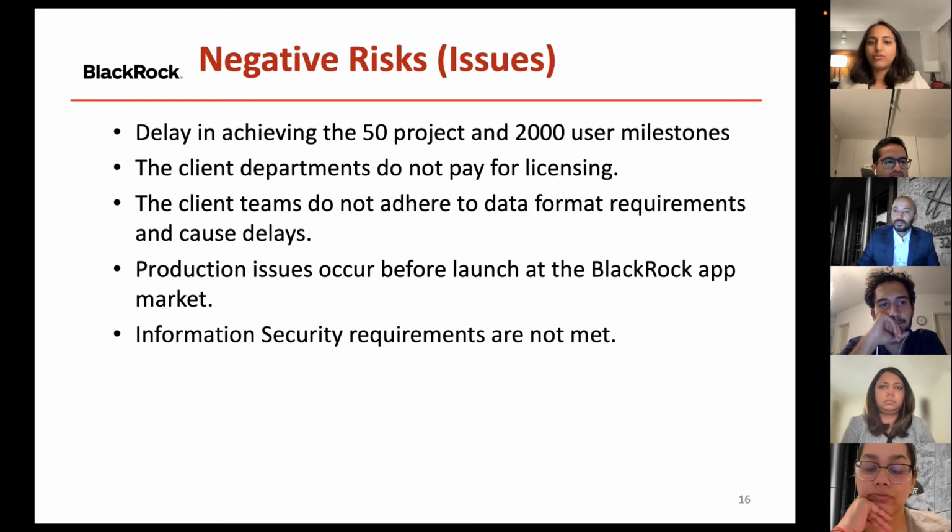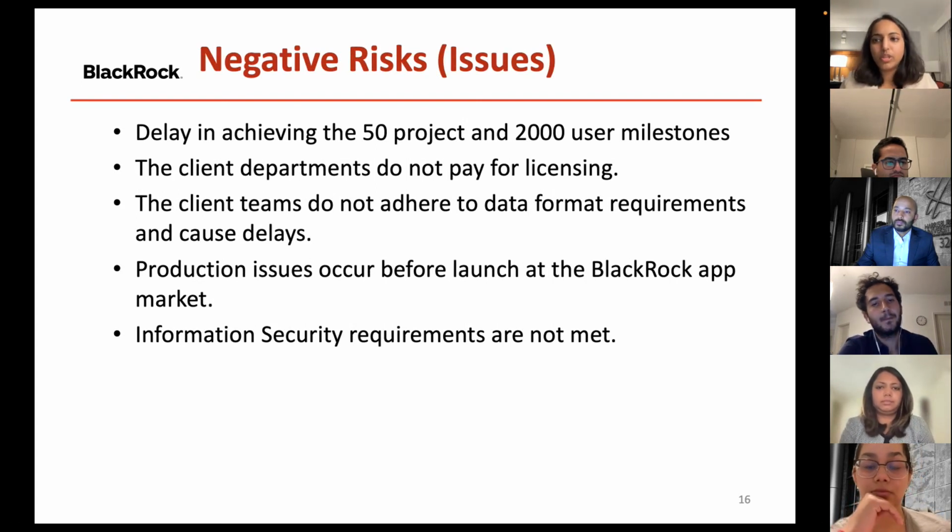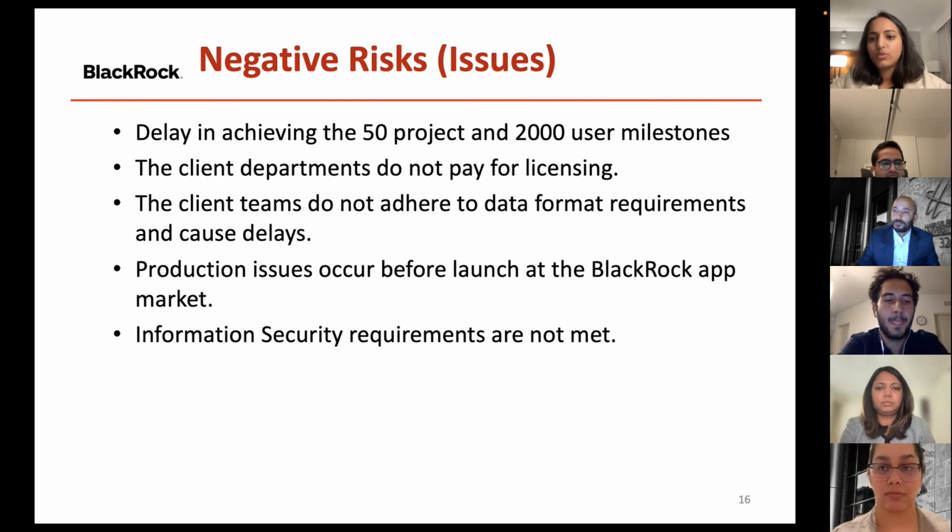Let's talk about the negative risks now, or these could also be some issues that we might encounter during this project. To start with, there could be a delay in achieving the 50 project and the 2000 user milestone that we have targeted for this pilot due to various reasons. So that is something we need to check for and be ready for. The next is that the client departments might have issues paying for the license because of their budget problems. So we will have to also work around those problems going ahead.